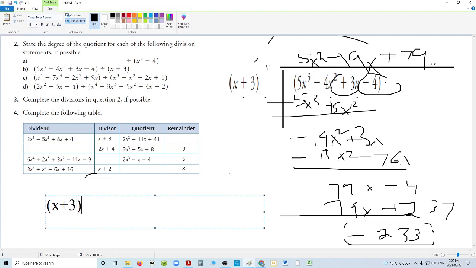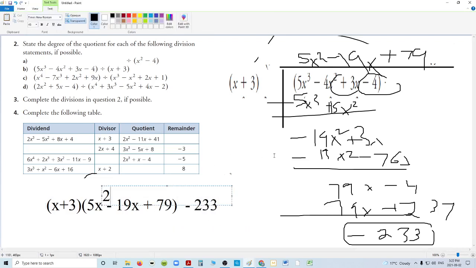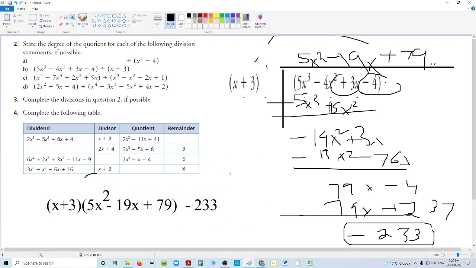And again, if you put it in Desmos, they should all look like the same graph. So that's squared minus 19x plus 79 with a remainder of minus 233. And it's a square there. So that's one way of expressing it. And as I've said before, this is another way of expressing it. Put the bracket out here, and you put the whole thing under a quotient like that.